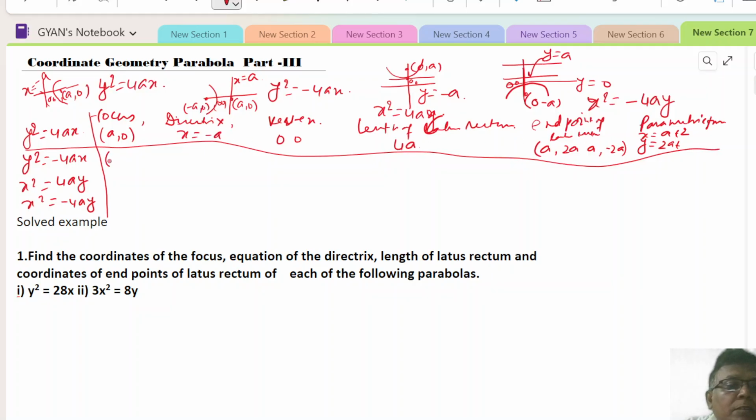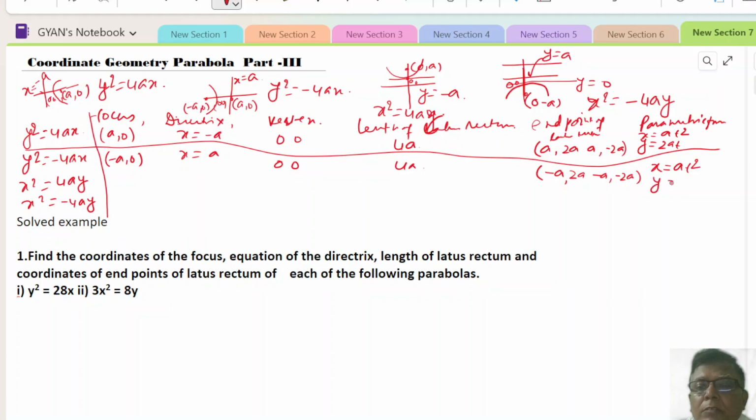Here the focus will be (-a, 0), directrix x = a, vertex is (0, 0), latus rectum 4a, end points will be (-a, 2a) and (-a, -2a). Parametric: x = -at² and y = 2at.